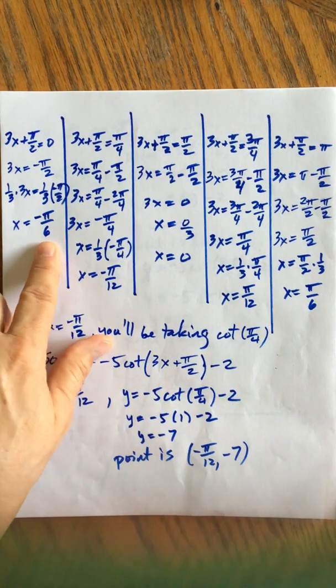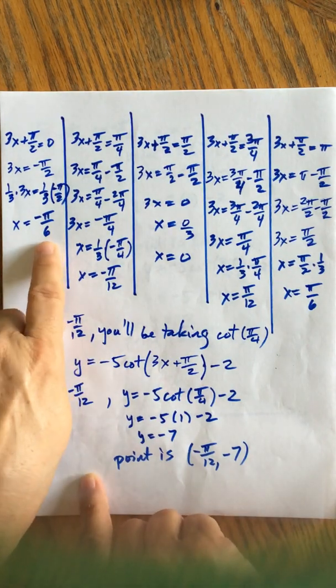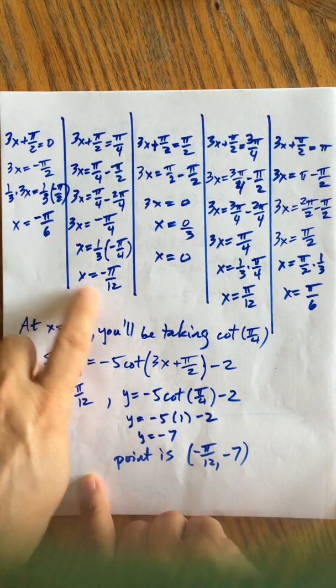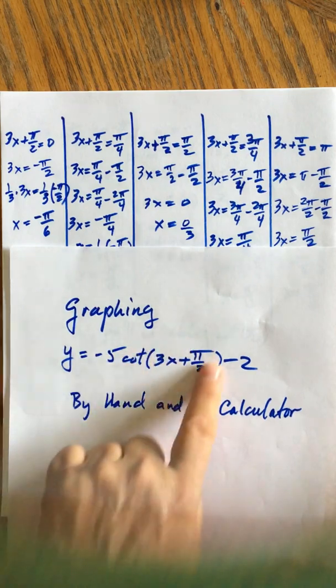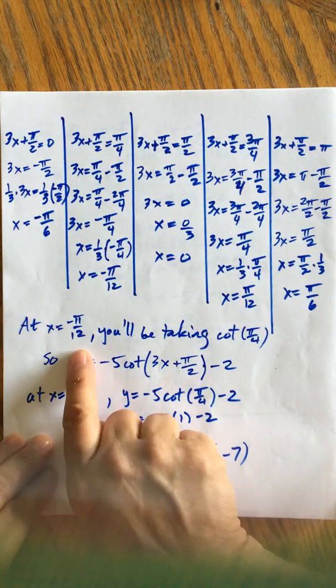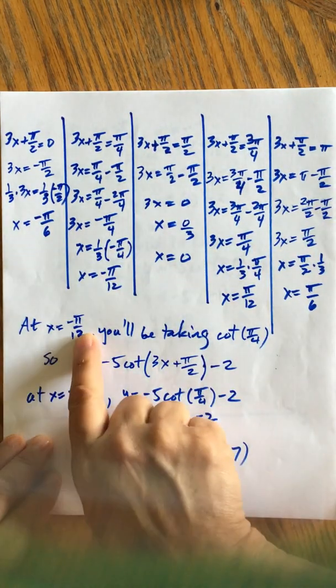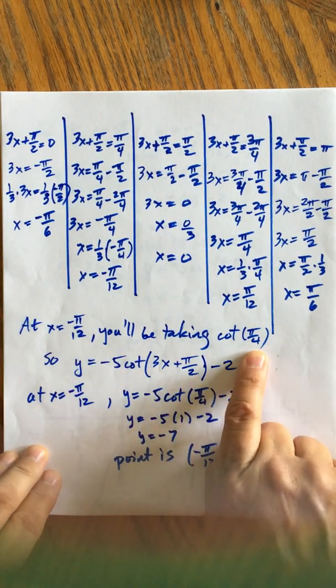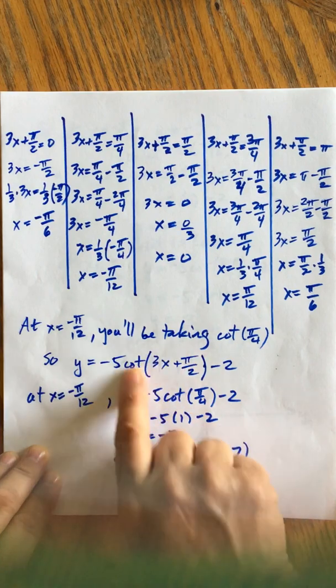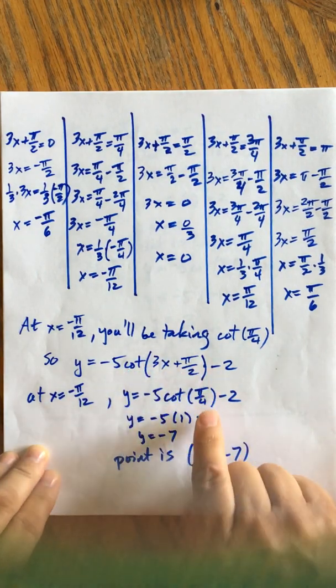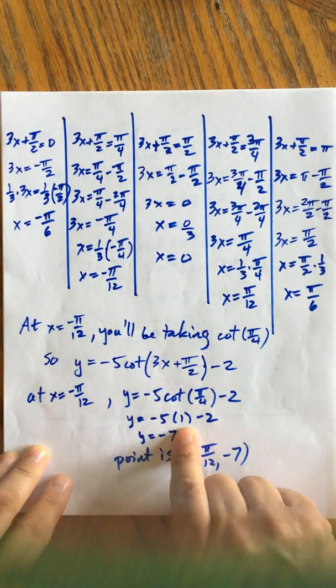And therefore, when I get, for example, negative pi over 6, I know that's where I'm going to have an asymptote. When I put in negative pi over 12, I'm going to end up taking the cotangent of pi over 4, right? So here's an example. When I put in x equals negative pi over 12, I'm going to be taking the cotangent of pi over 4. So what that means is all of this becomes cotangent pi over 4, which I know is 1.